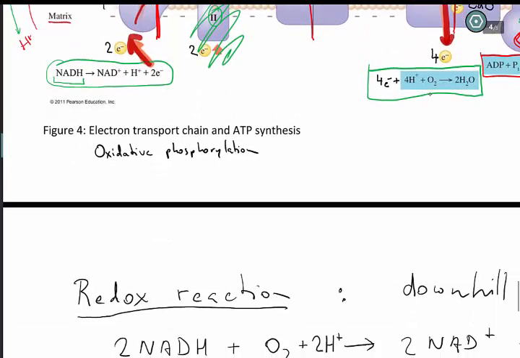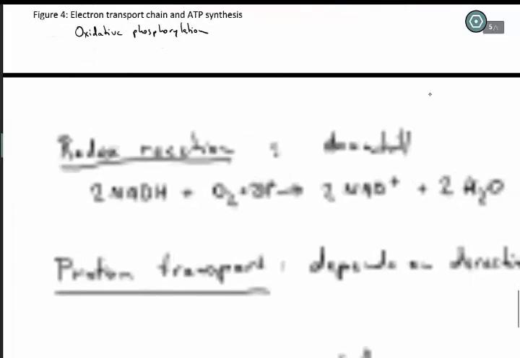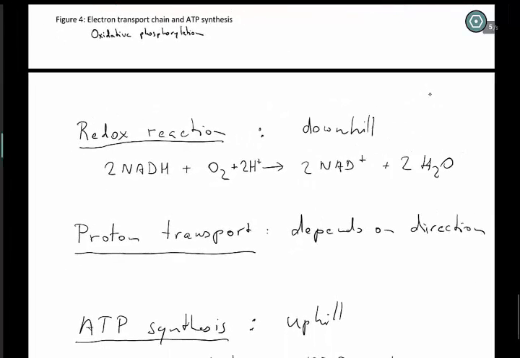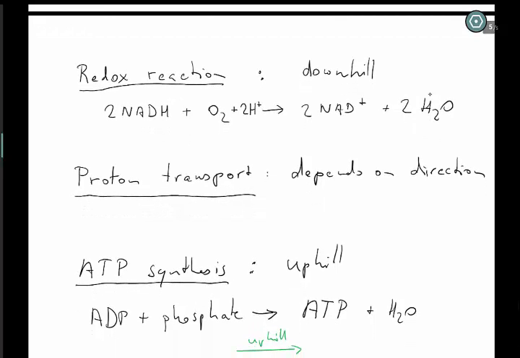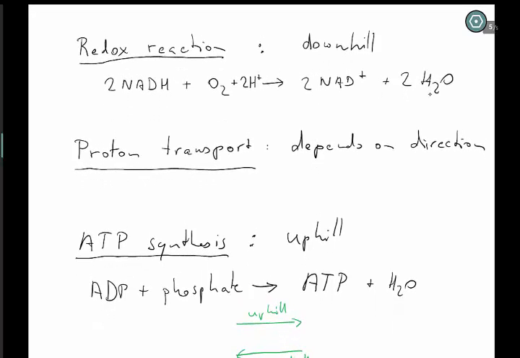And just to repeat the energetics of this, reacting NADH with oxygen is a downhill reaction. It provides all the energy for this process. It's coupled with proton transport. Whether proton transport is uphill or downhill depends on the direction. So in the electron transport chain, protons are pumped up the gradient. So the energy is stored in the form of the proton gradient.